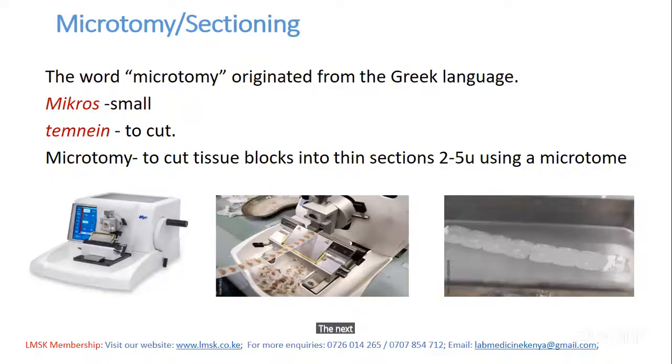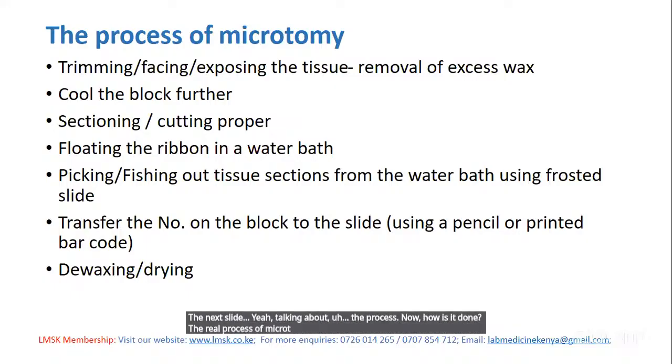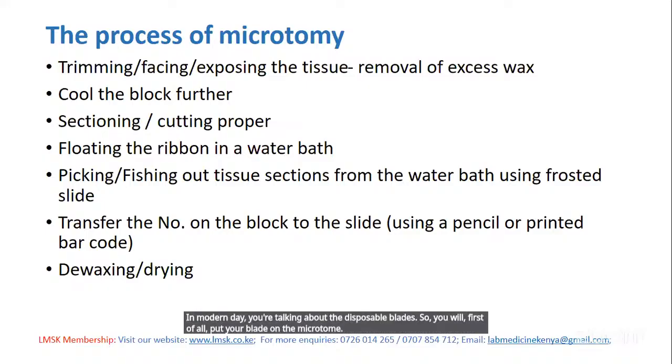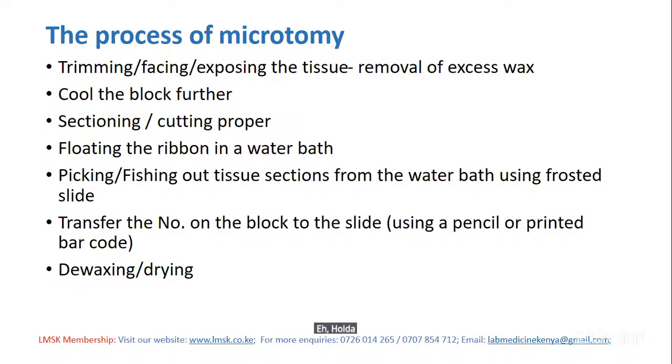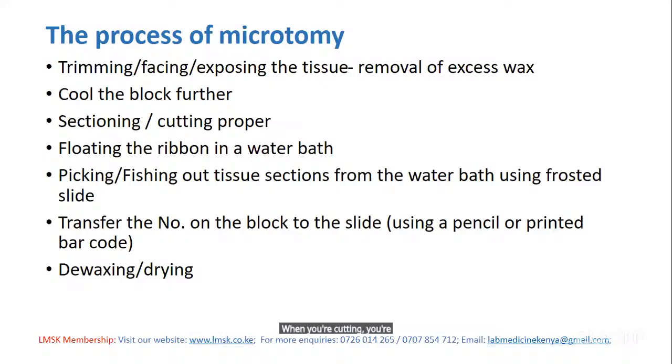The next slide, we are talking about the process. Now, how is it done? The real process of microtomy. First, you have your block, your microtome, your water bath, and everything that you need. You have your blade, and in modern day, you are talking about disposable blades. So you will first put your blade on the microtome holder, and then trim or remove the excess wax. We call it exposing the tissue or facing the tissue, so that the tissue surface is on top when you're cutting the entire surface of the tissue.